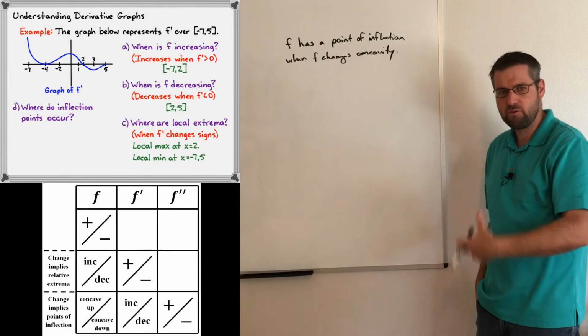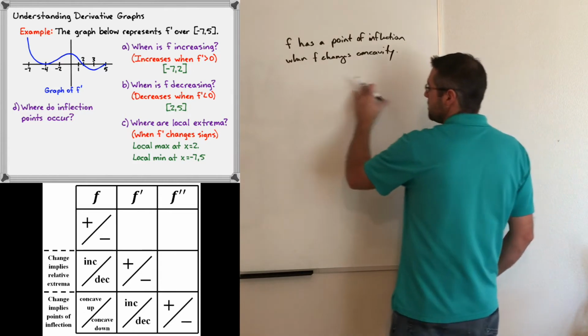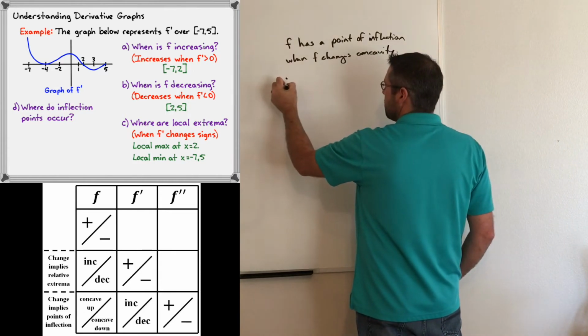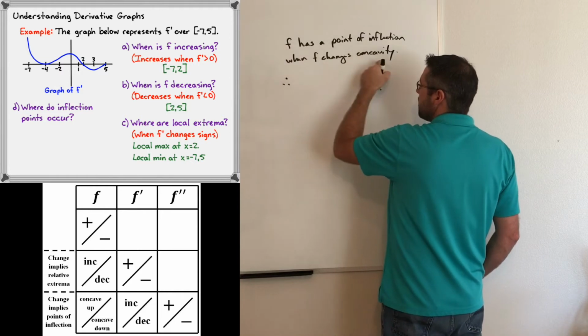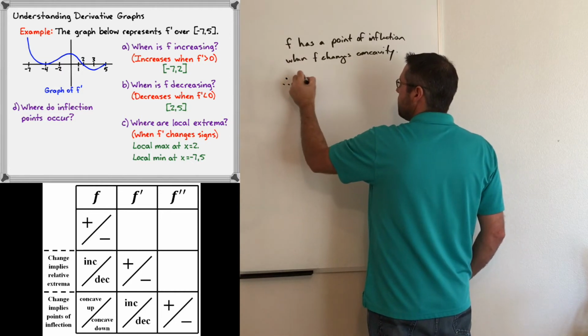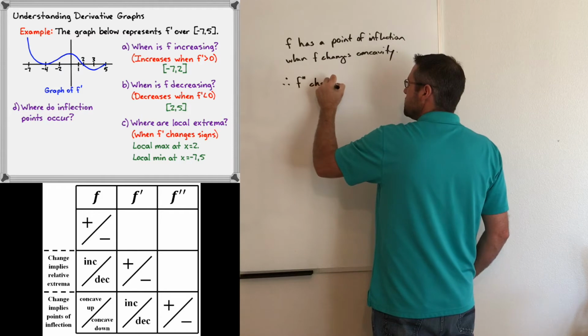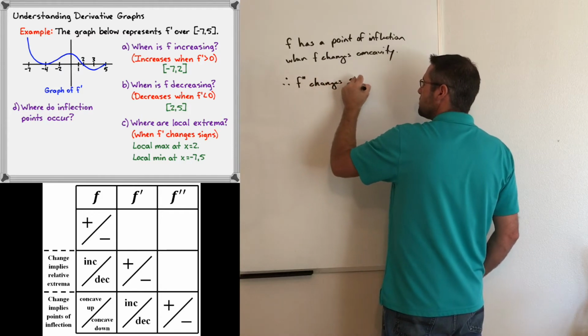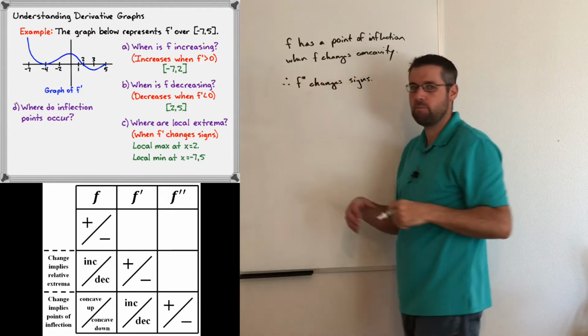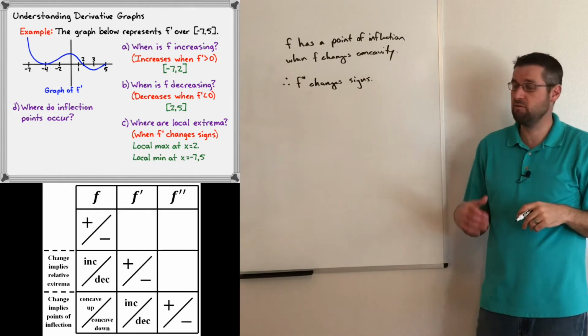Now, we've gone through the whole process of developing this, so I'm going to go ahead and justify this according to how we feel comfortable. F changes concavity when f double prime changes signs. So that means either from positive to negative or negative to positive.